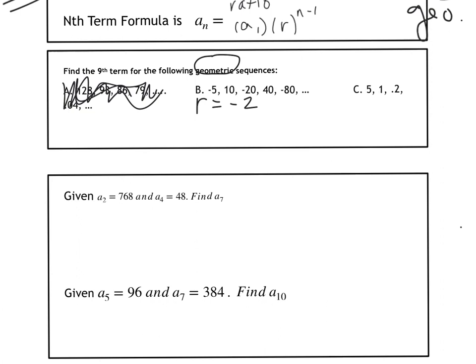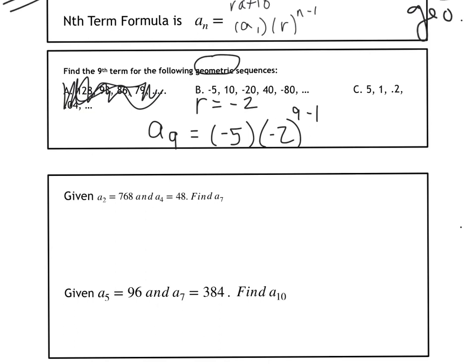There's a common ratio. So A sub 9 is the first term, which is -5, times the ratio to the n minus 1. 9 minus 1. That's kind of a bad one. Let's erase that. There we go.